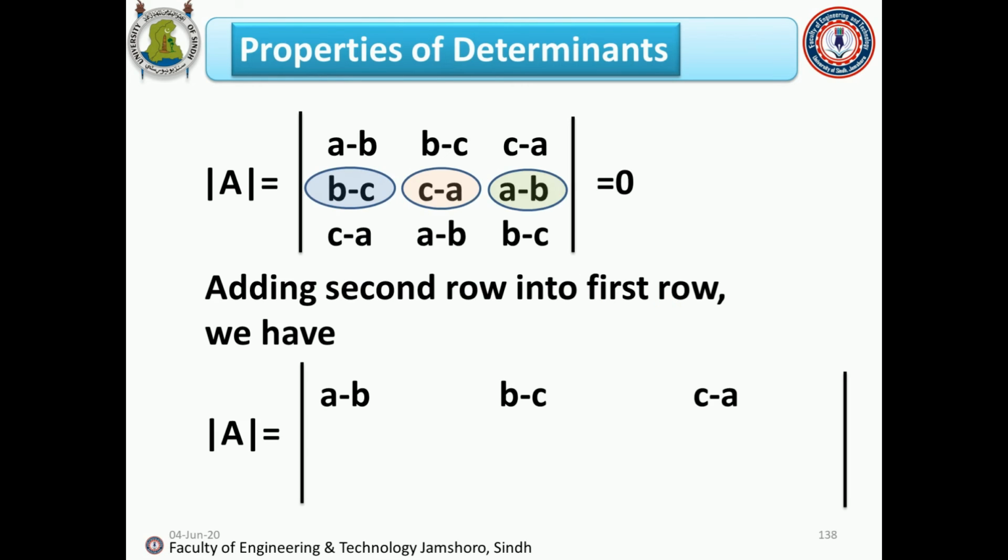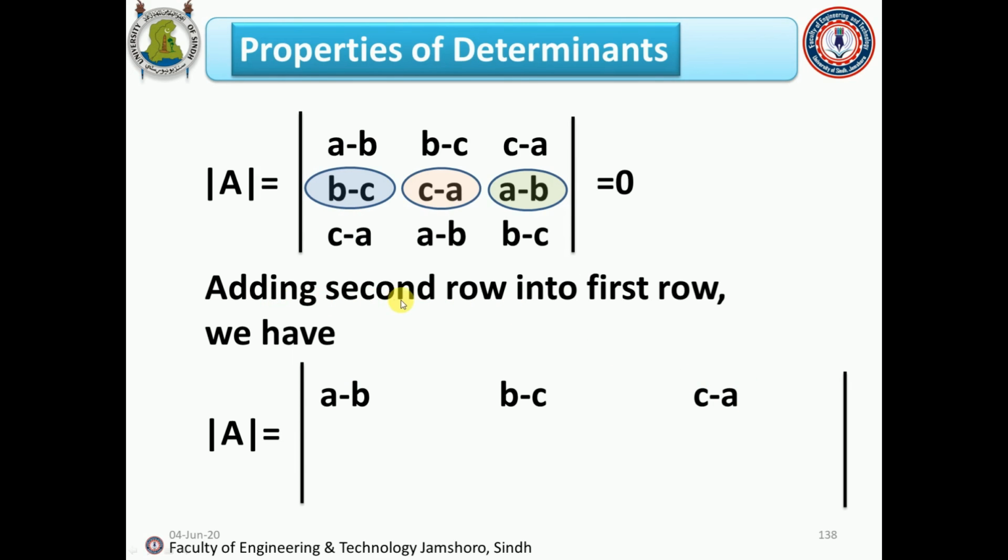You know that B minus C, C minus A, and A minus B is known as the second row. So which is the first row? The first row is A minus B, which I have written here, okay? B minus C is known as the first row, and C minus A. What is the question saying?